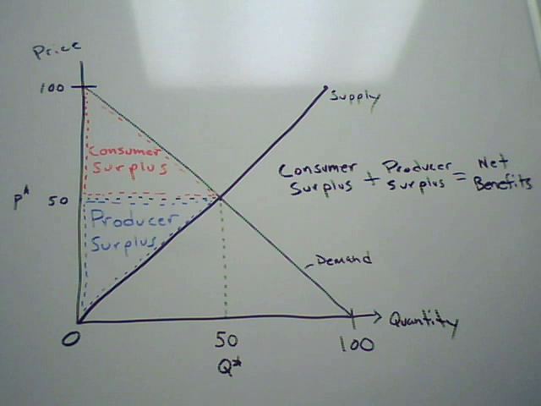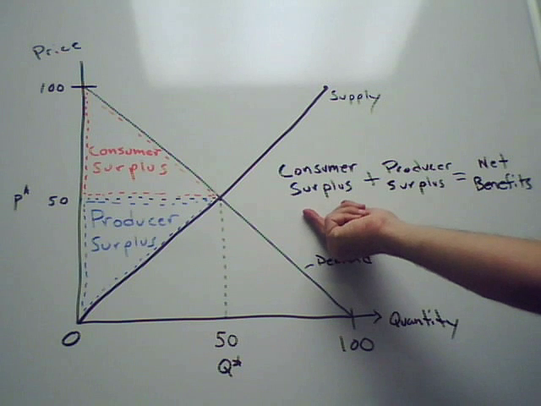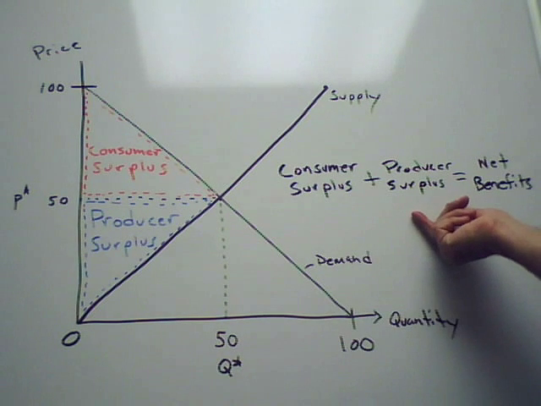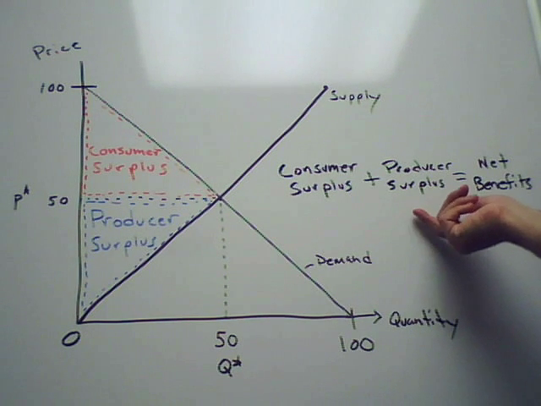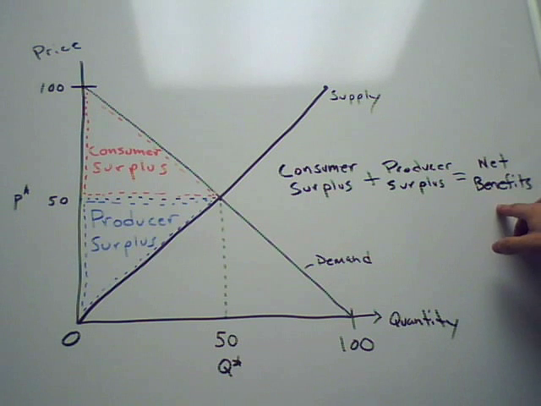So a measure of our welfare is going to be this thing we call the net benefits. The net benefits of society are composed of consumers and producers. So consumer surplus plus producer surplus gives me the net benefits, and this will be our measure of welfare that we use to evaluate different policies.